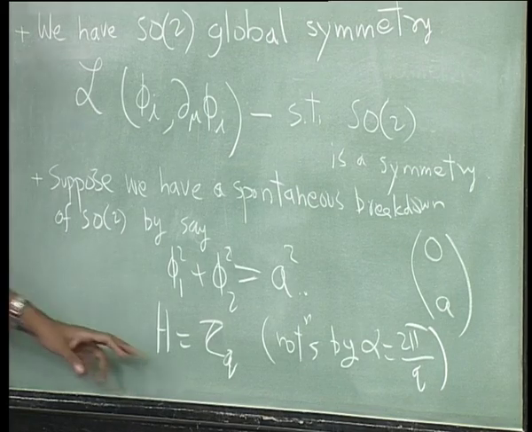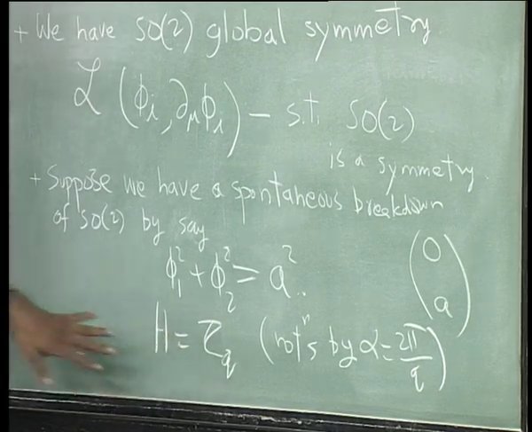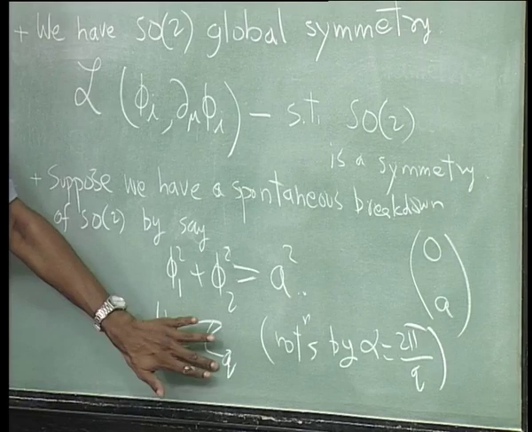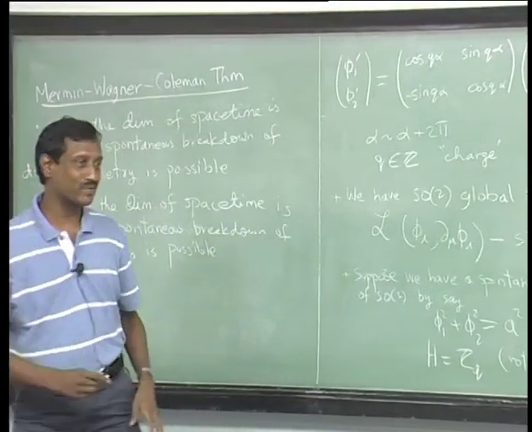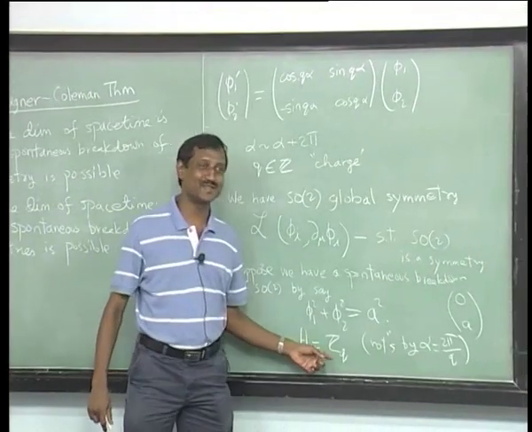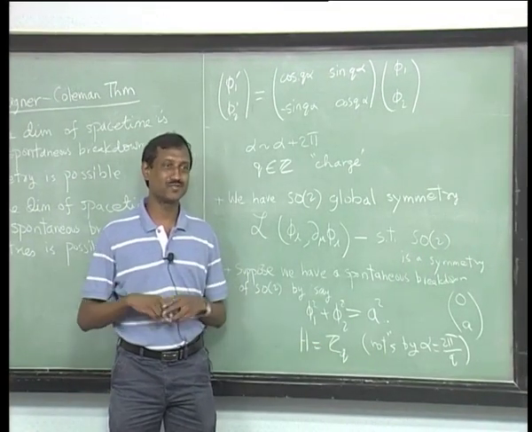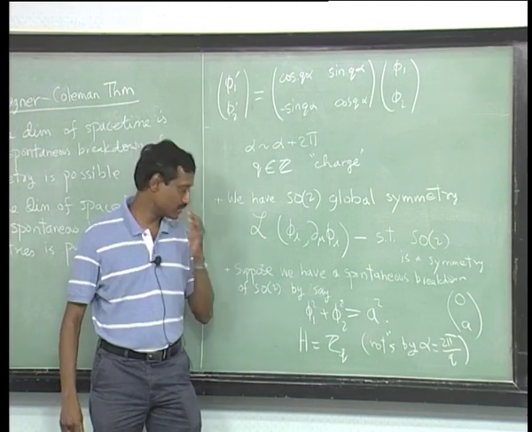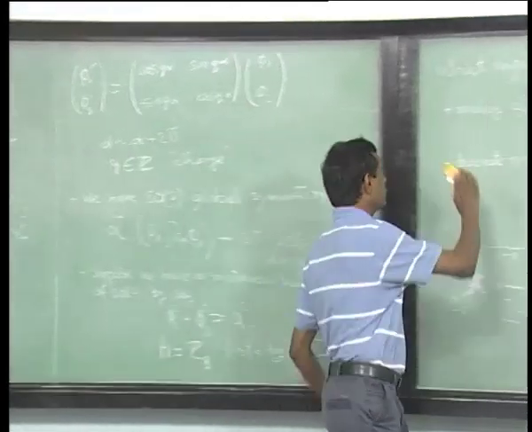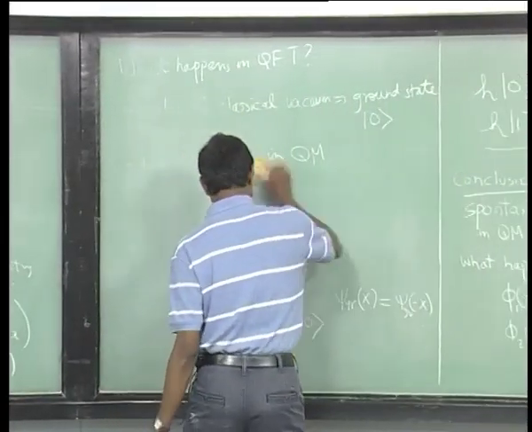So this is the situation where G is SO2 and H is ZQ. Of course, Goldstone's theorem will still say that there is one Goldstone boson, because in terms of continuous counting this is still 0, the continuous dimension is 0. It of course has certain elements.